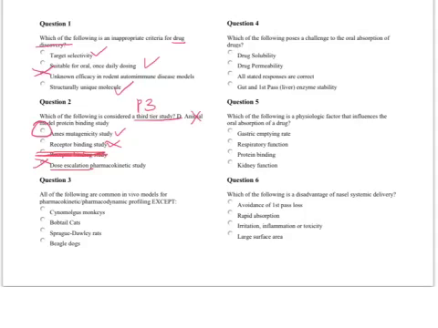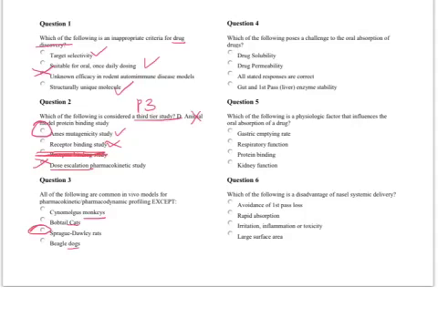Question 3. All of the following are common in vivo models for pharmacokinetic pharmacodynamic profiling, except. So between monkeys, cats, dogs, we hardly see them in our clinical studies, namely because they're just either way too expensive or way too different from human beings. So they try to use rats more often than anything else.